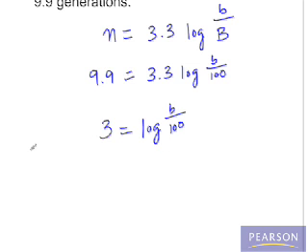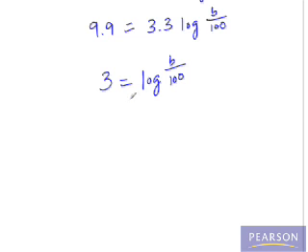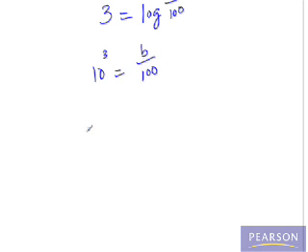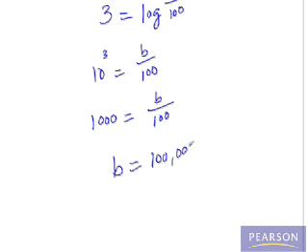And we'll go ahead and convert this to an exponential equation. The base is 10, so 10 to the third power equals b over 100. And 10 to the third power is 1,000. We have 1,000 equals b over 100. We cross multiply, and therefore b equals 100,000 bacteria. So there is the number of bacteria at the end of the interval, 100,000.